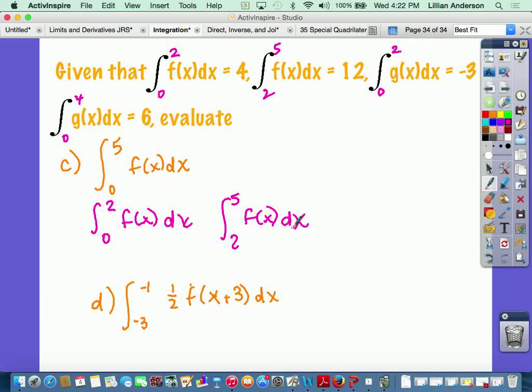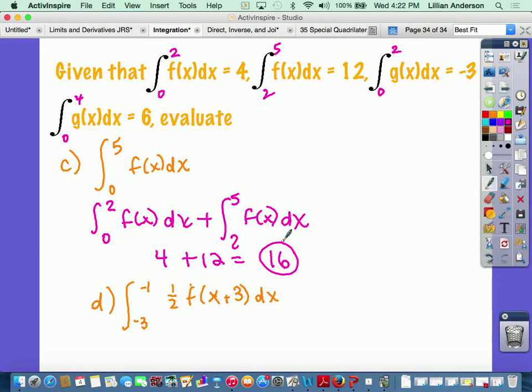So you can think exactly what we're going to do. We're going to add those together. And then that will give us the integral from 0 to 5 of f of x. So that's going to be 4 plus 12, which is 16. So the integral from 0 to 5 is equal to 16. And now the last one, okay?